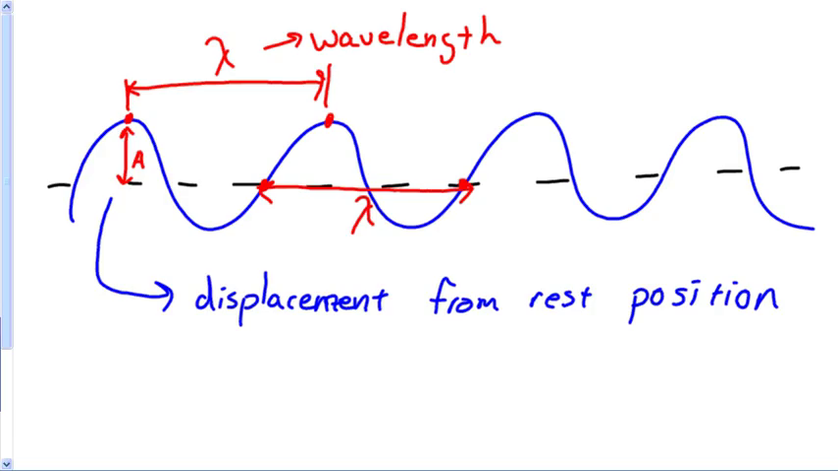Now, let's just go ahead and get into the equations that we're going to need if we're going to work some problems with waves, the two equations. One is this. This is the equation for the speed of a wave. Velocity is equal to lambda f, or wavelength times frequency.